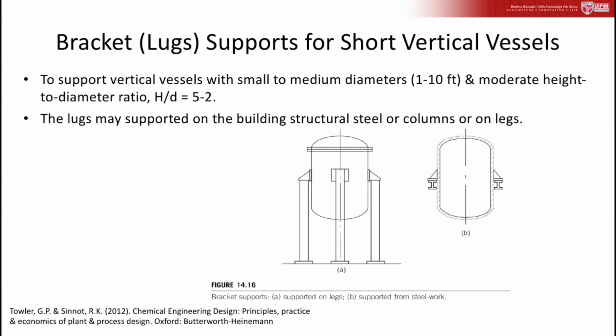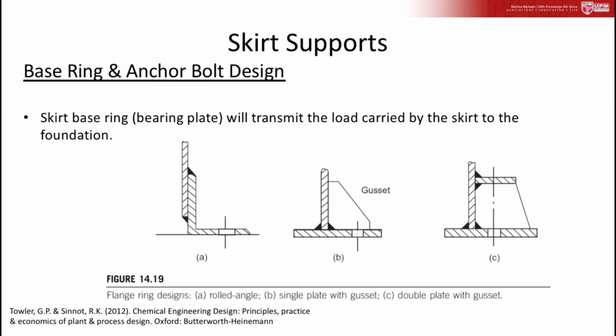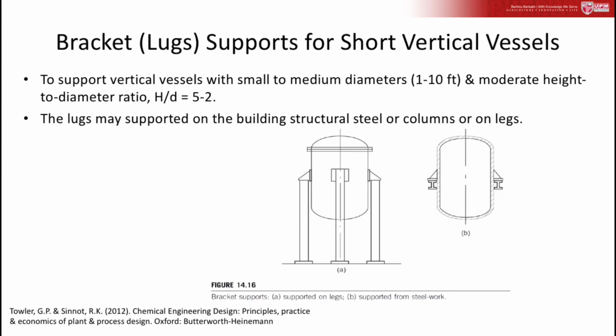You can use this as guidance from the vessel handbook on when to consider using this type of support: when your vessel dimension is small to medium diameters, which is about 1 to 10 feet, and a moderate height to diameter ratio of 5 to 2.